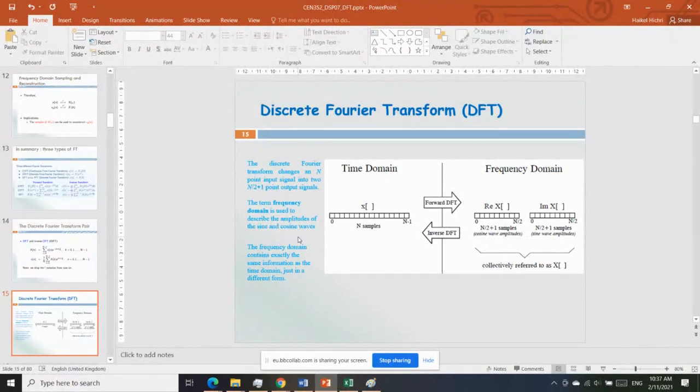The term frequency domain is used to describe the amplitude of the sine and cosine waves, meaning the magnitude. When we compute it, you also have the phase. You compute the magnitude and the phase. The frequency domain usually refers to the magnitude. The frequency domain contains exactly the same information as the time domain, just in a different form. You can do the forward DFT, and from the frequency domain you can get back to the time domain using the inverse DFT. So it is the same information, just placed once in the time domain and once in the frequency domain.